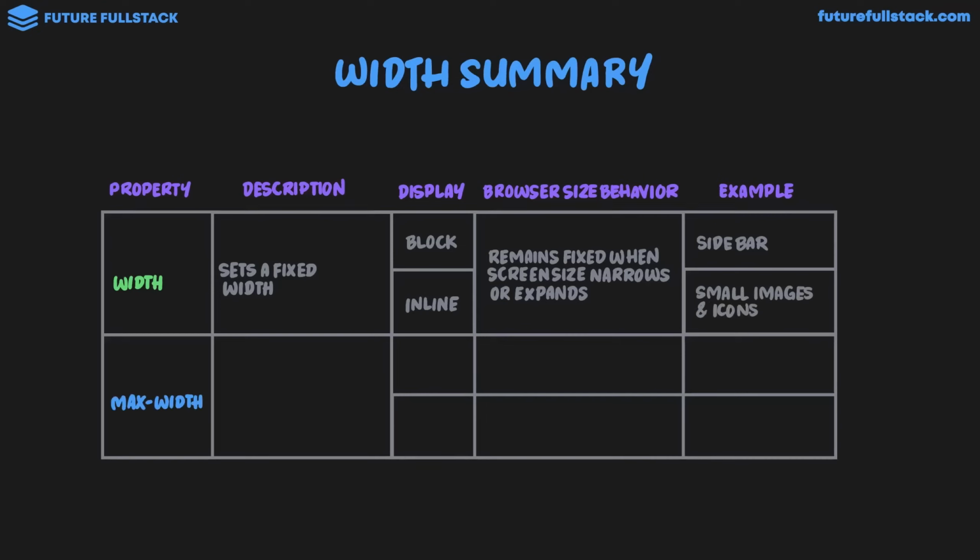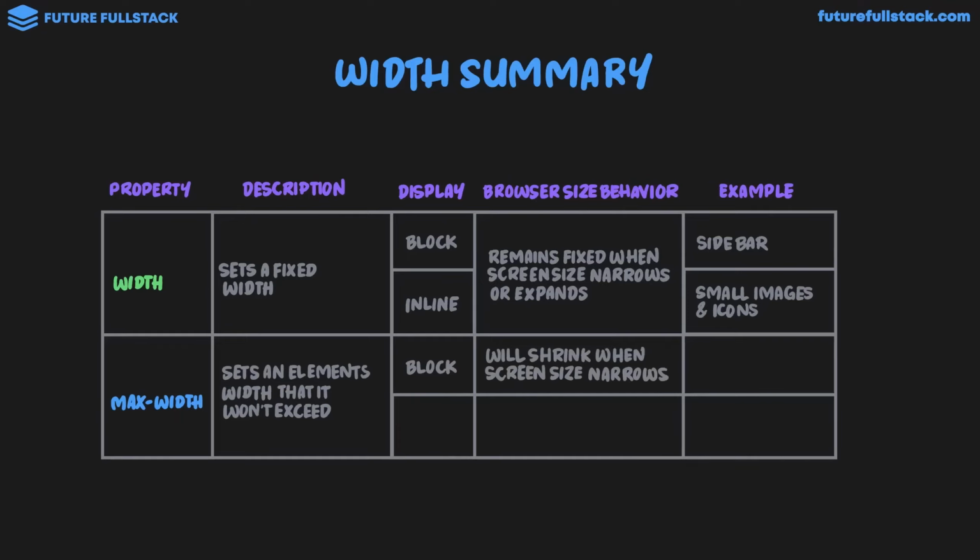For the max width property, this sets an element's width that it won't exceed, but as we know, it can reduce. For a block level element, this will shrink when the screen size narrows, and an example of a block level element we apply max width to is a container. And doing this is very common, because we want our container to be responsive, so that when the screen size reduces, all the content inside with it also does.